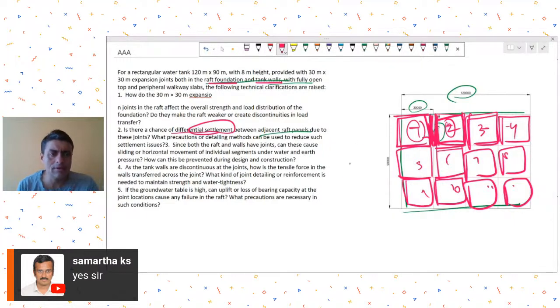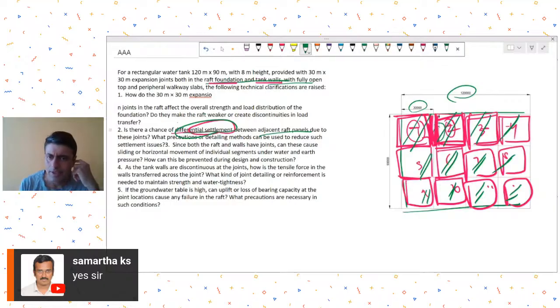Now, assuming they are independent units, let's see what he is asking next. So one question was regarding differential settlement. Differential settlement might not be a problem if all your tanks are filled up, let's say to the same water level, and assuming that the soil is properly compacted. In such cases, differential settlement might not be a problem, because on all raft panels you will have equal liquid pressure. Okay, so that is one.